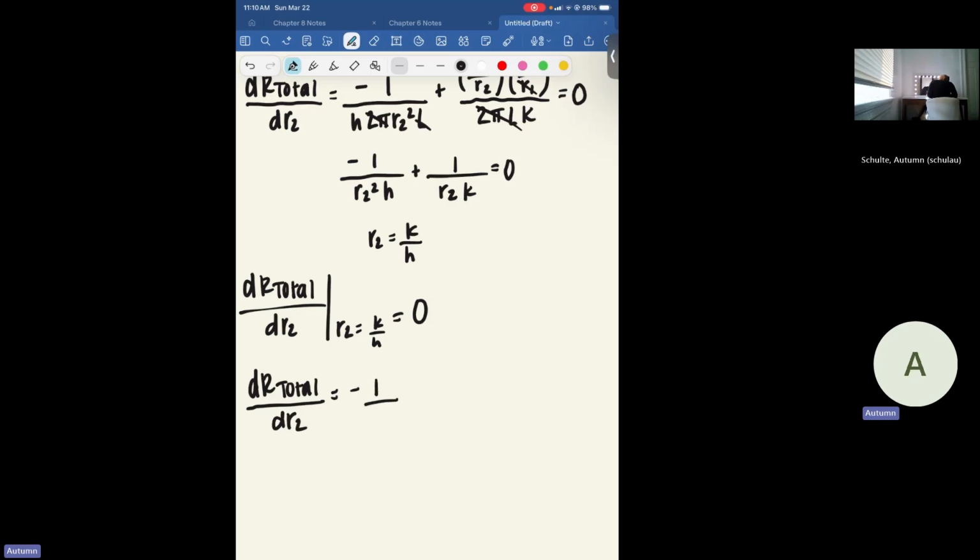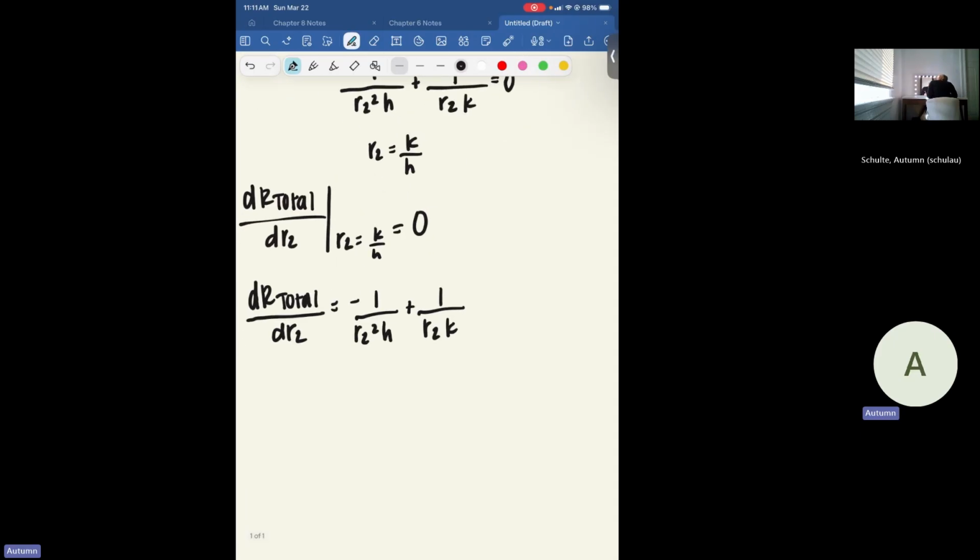This was negative 1 over R2 squared times our heat transfer coefficient plus 1 over R2 times our thermal conductivity. And now we're going to take the second derivative of R total, still with respect to R2. And this becomes 2 over R2 cubed times our heat transfer coefficient minus 1 over R2 squared times our thermal conductivity.